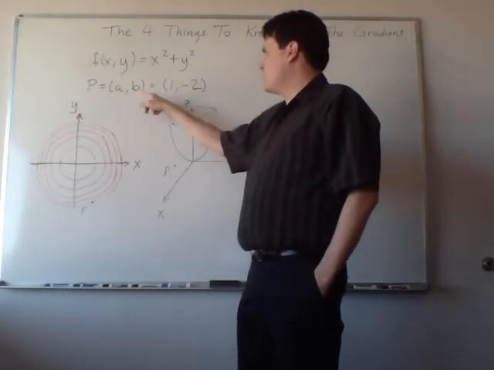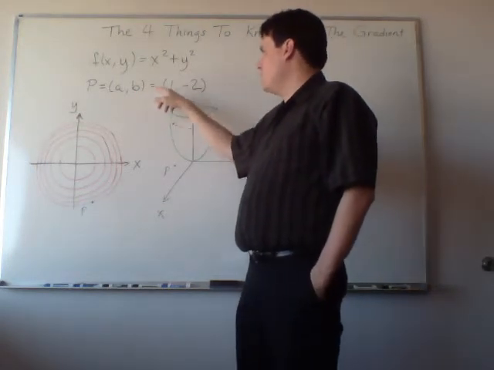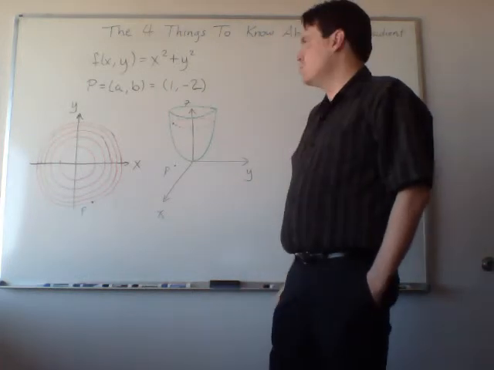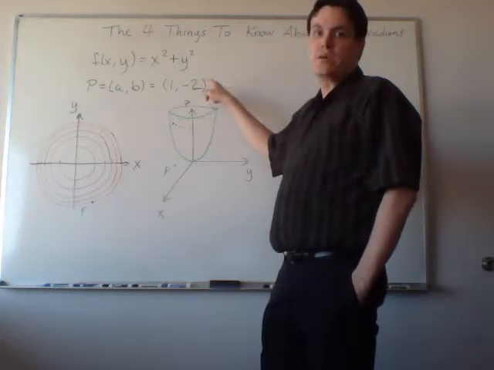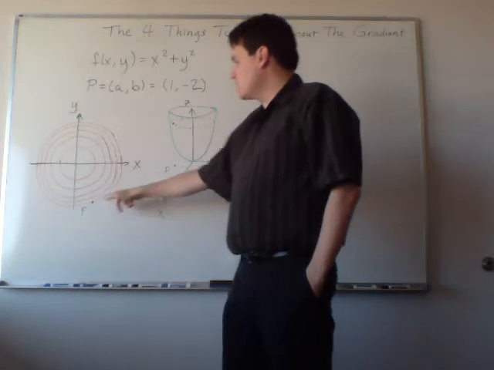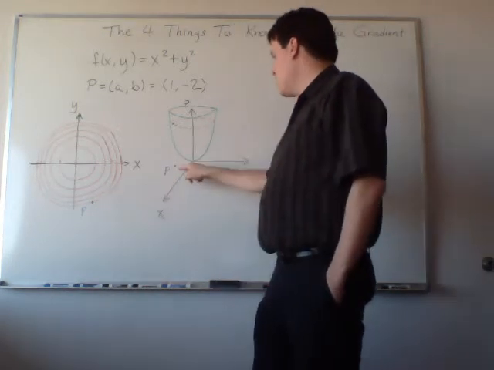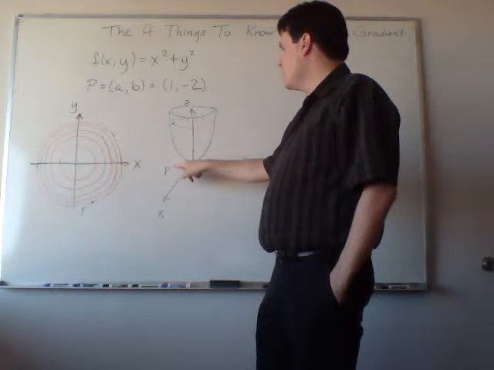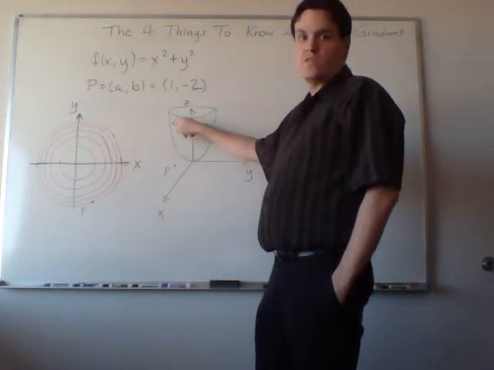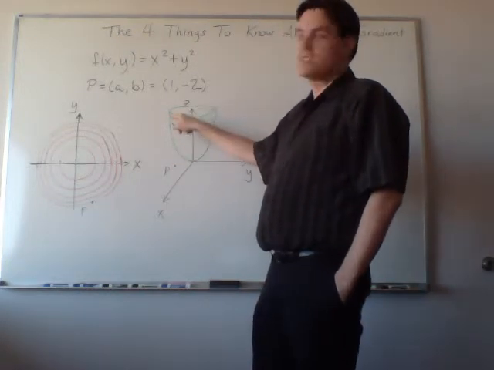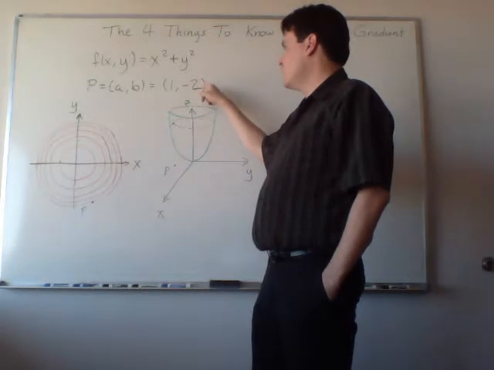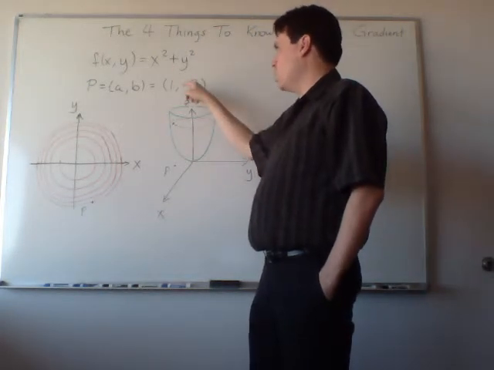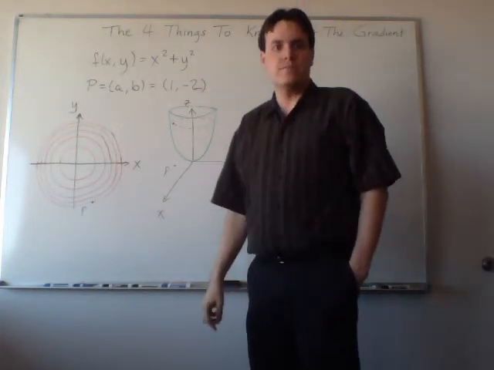I've also put up a specific point, P equals (a, b), which we're going to let be the point (1, -2). Notice that's a point in the plane. It's not a point in 3-dimensional space. So I've marked it here in the xy plane, although it's not easy to tell from the picture. The corresponding point on the surface is somewhere above point P. It's going to be at (1, -2), and then the value of this function at that point, which is 1 plus 4, or 5.